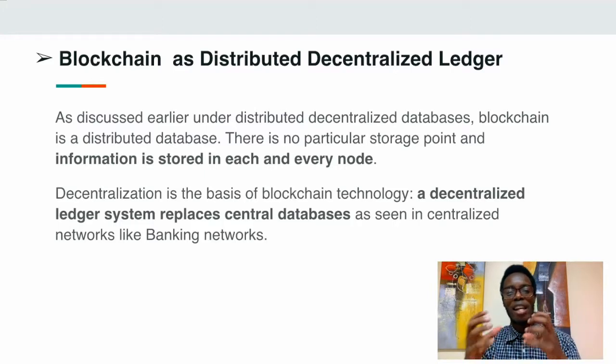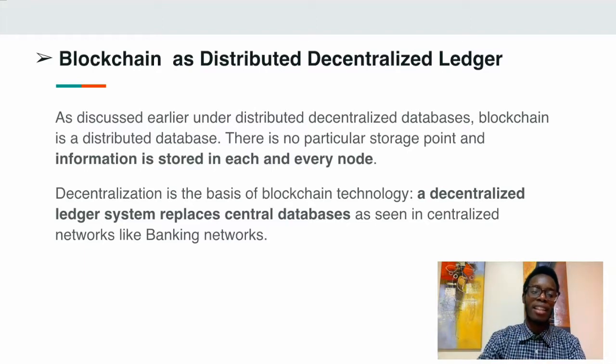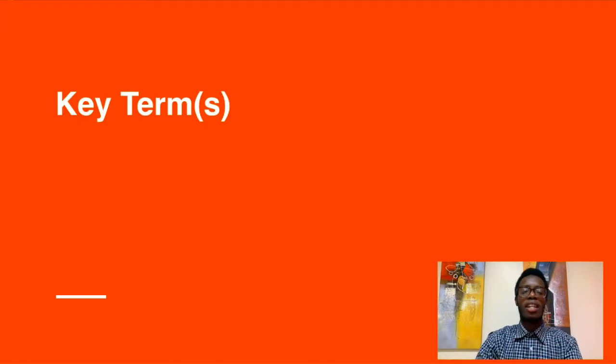Keep in mind that decentralization is the basis of blockchain technology, in that a decentralized ledger system will replace the central database, which we see in centralized networks like banking networks. So in Bitcoin, instead of having a central database like we see in banks, this decentralized ledger system becomes the record-keeping system, pretty much. Now let's get to the third aspect.